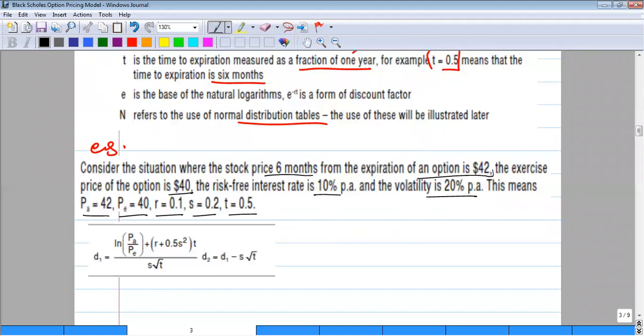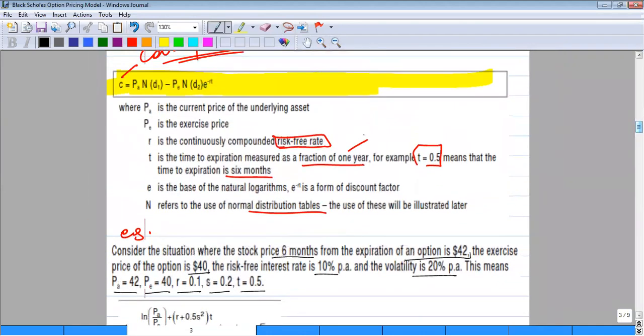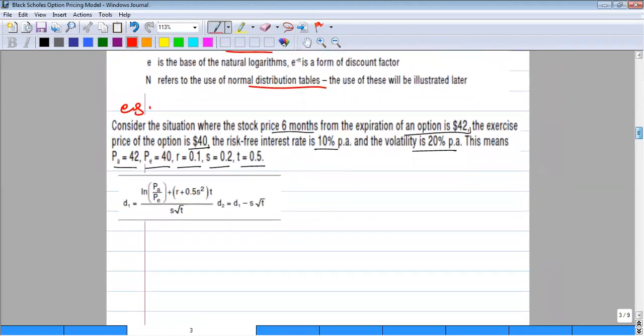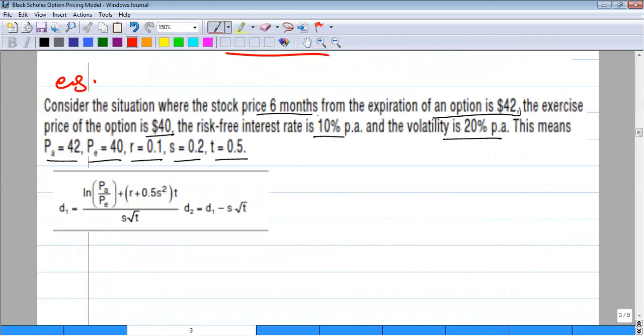Now, how exactly are we going to value this option using the Black-Scholes option pricing model formula? The first thing we need to do is look at this formula. This is PA and D1, PE and D2. What we are not aware of is what exactly D1 and D2 are. Until we have D1 and D2, we can't calculate. You are also being given the formulas of D1 and D2 in the exam.